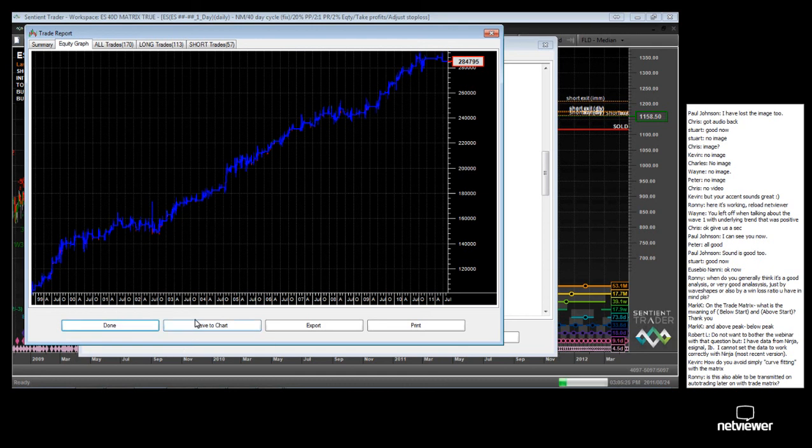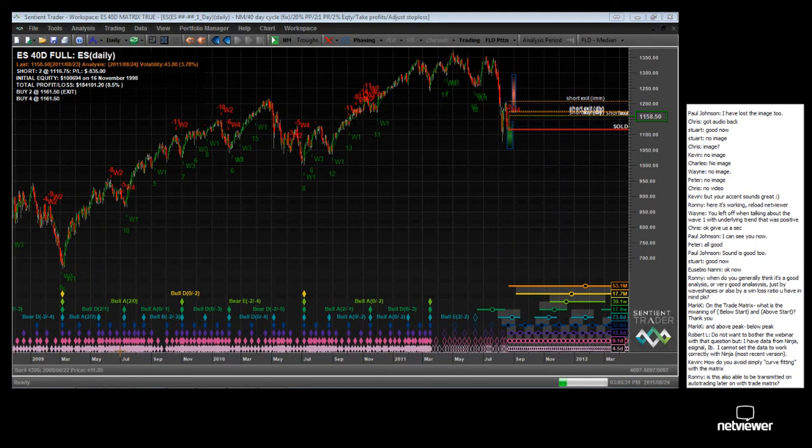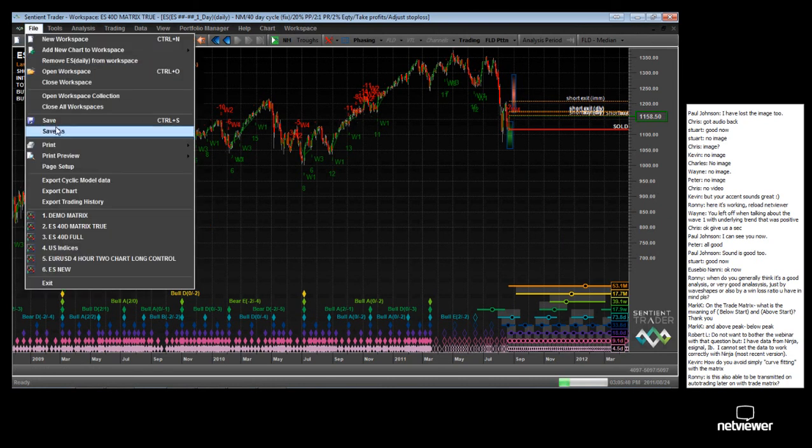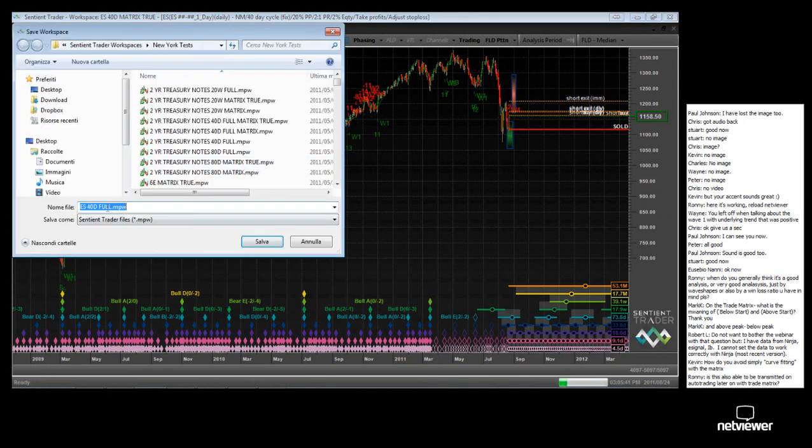If I click on the Save to Chart button, it will actually change the trading history on the chart to reflect the trading history generated by the new trading matrix. Okay, so I can click on Save to Chart, and it then adjusts the trading matrix and the trading history of this particular chart to reflect that new matrix. Now, you should do a final step in the process.